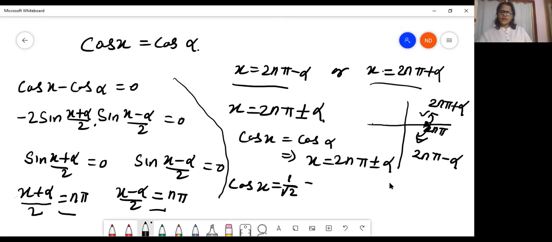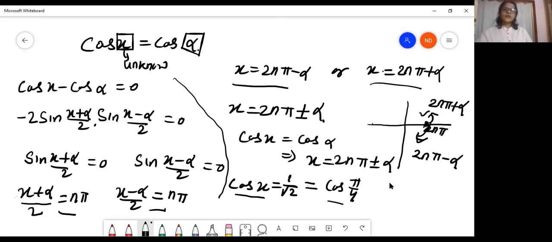So this implies, cos x equal to 1 by root 2 means it is cos pi by 4. So cos x equal to cos pi by 4. Here alpha is the constant and x is the unknown. Okay, this is variable, this is unknown, and this one is a known value. Just like pi by 4, pi by 6, like this. Now, whenever we have this, this implies x equal to 2n pi plus minus pi by 4.